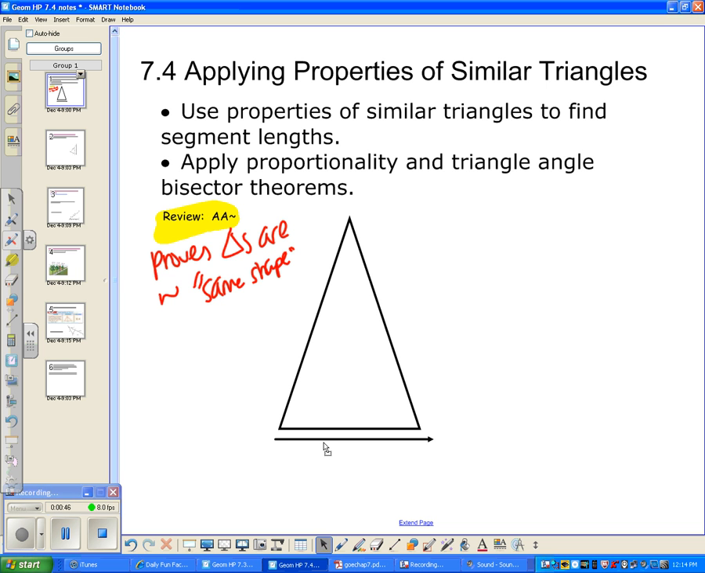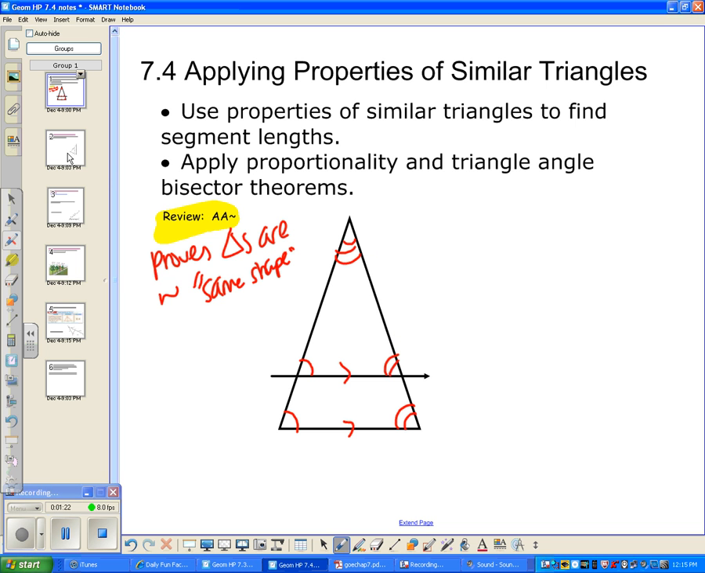So let's see. If I take this line and it's parallel to this base, and I cut this triangle anywhere, because these lines are parallel, we're going to have corresponding angles that are congruent. So this angle will be congruent to this angle. Also, this corresponding angle will be congruent to this corresponding angle, and they both share this vertex angle at the top. So because of this parallel line and these congruent angles, these triangles will always be similar.